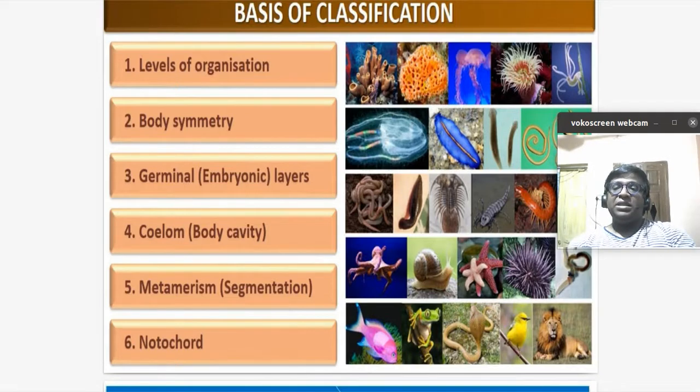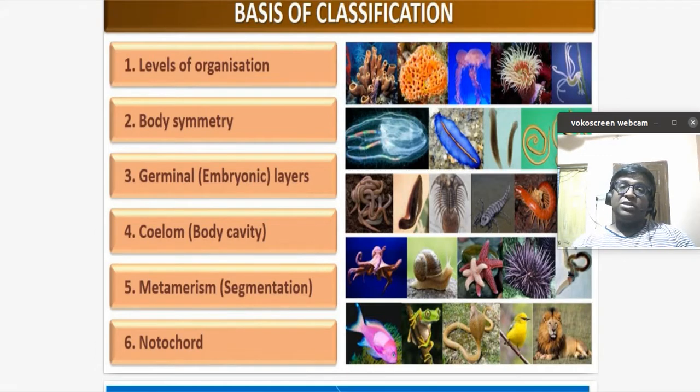From phylum Aschelminthes to Chordata, they exhibit organ system level of organization. See, in an organ system, for a particular function like digestion, there are various organs associated with it. There are accessory glands like salivary glands, the pancreatic juice from the pancreas, the bile juice from the liver. So there are a lot of accessory glands and organs involved. For digestion, we call it an organ system. The organ system commences from phylum Aschelminthes to the phylum Chordata.